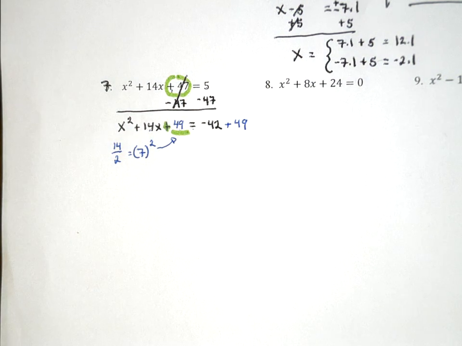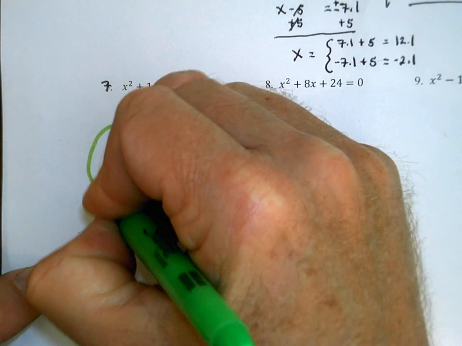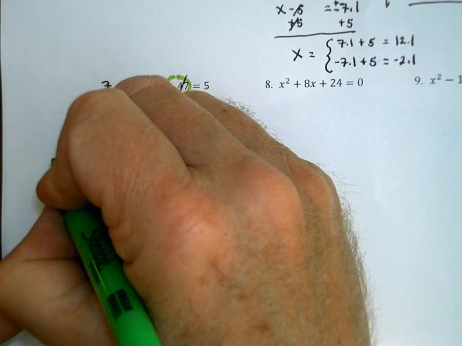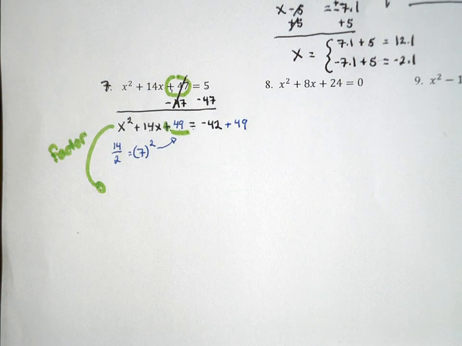Now my next step is I'm going to factor this trinomial that I got when I completed the square. So I'm going to factor. So how do we factor? Well, let's go ahead and do this one in our head.